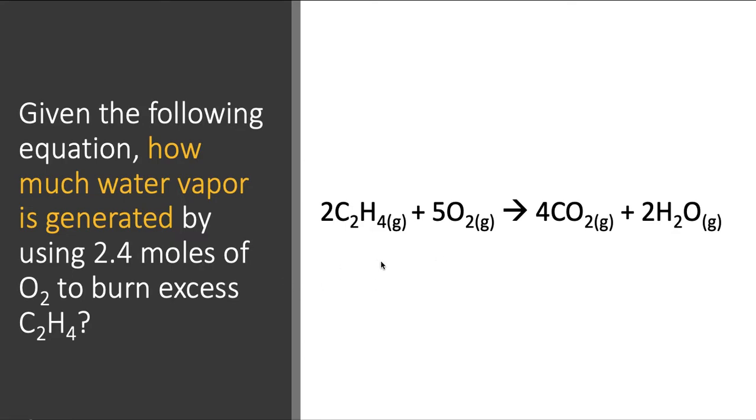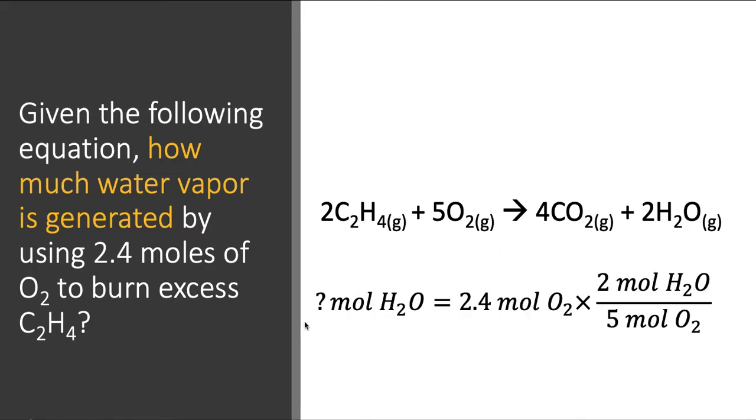So how do I start? I'm given that I start out with 2.4 moles of oxygen that burns and produces an unknown amount of water vapor. But from the balanced equation, I can see that for every 5 moles of oxygen, I get 2 moles of water. Now I don't have 5 moles, I start out with 2.4 moles, which is a little less than half of 5, which means that I'll get a little less than 2, just from looking at this balanced equation.